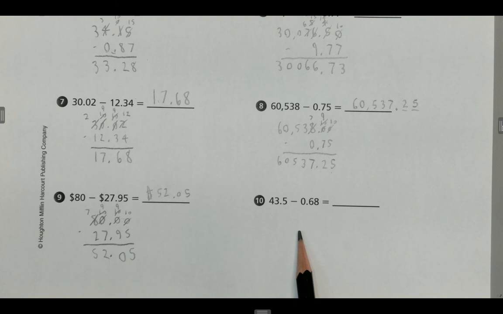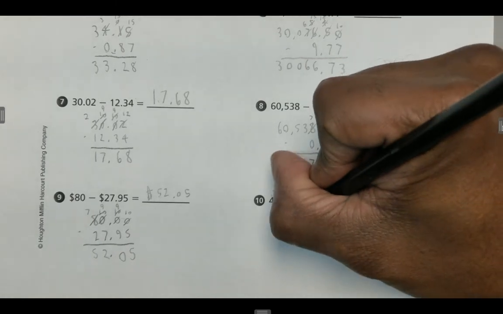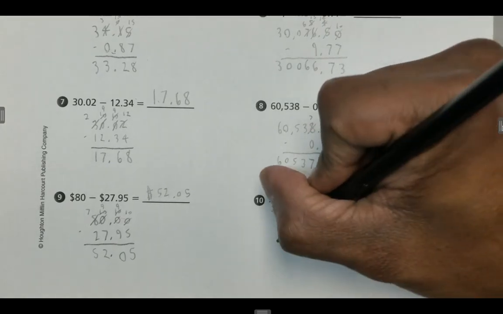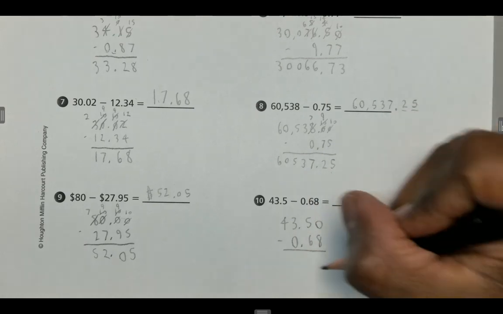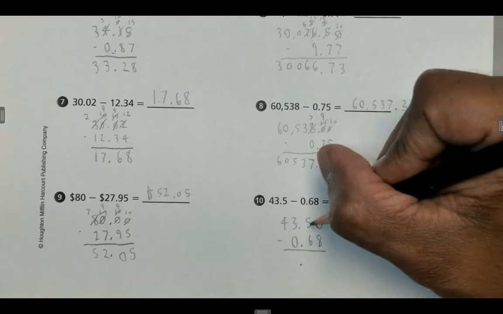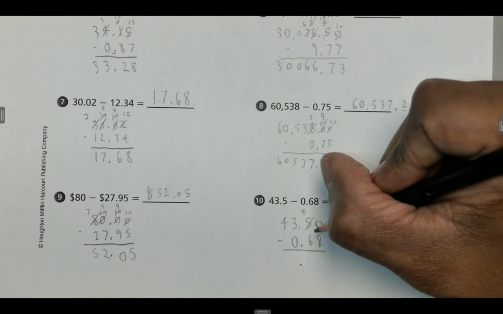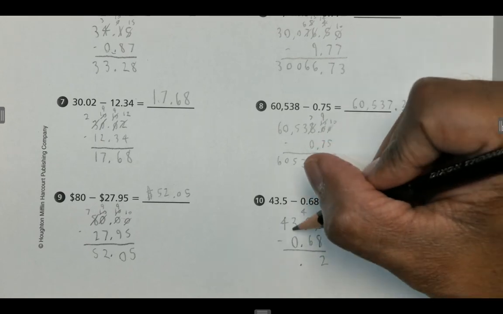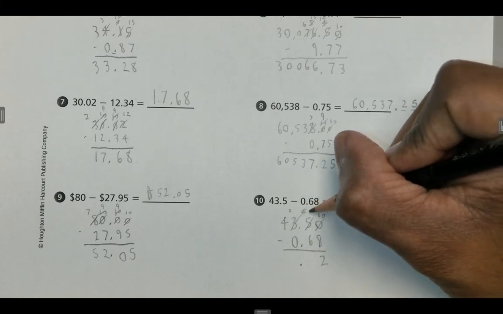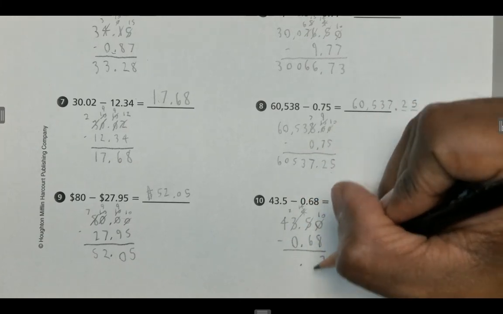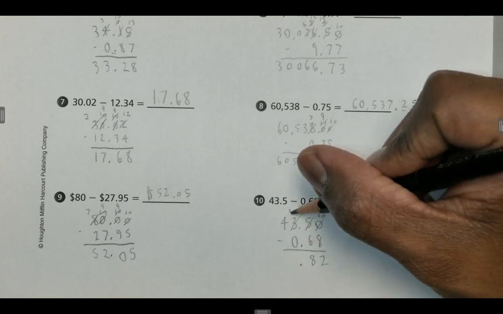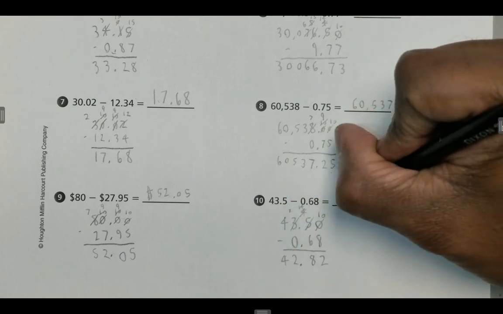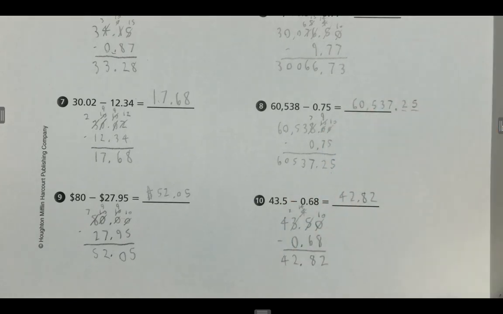Finally, number 10, 43 and 5 tenths minus 68 hundredths. Let's line them up. Zero minus 8, can't do it. Let's borrow. 5 becomes a 4. 0 becomes a 10. 10 minus 8 is 2. 4 minus 6, can't do it. Got to borrow. 3 becomes a 2. 4 becomes 14. 14 minus 6 is 8. 2 minus 0 is 2. 4 comes down. We get an answer of 42 and 82 hundredths.